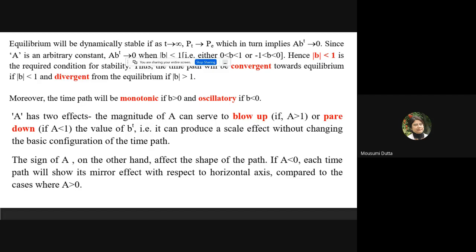However, A also has two important roles. It can change the scale of impact of B to the power t. It can increase it, it can reduce it. And the second thing is it determines the starting position, whether we will start from the positive side or from the negative side. So these are the two very important roles that the first component A plays in the trial solution A b to the power t. Any question?